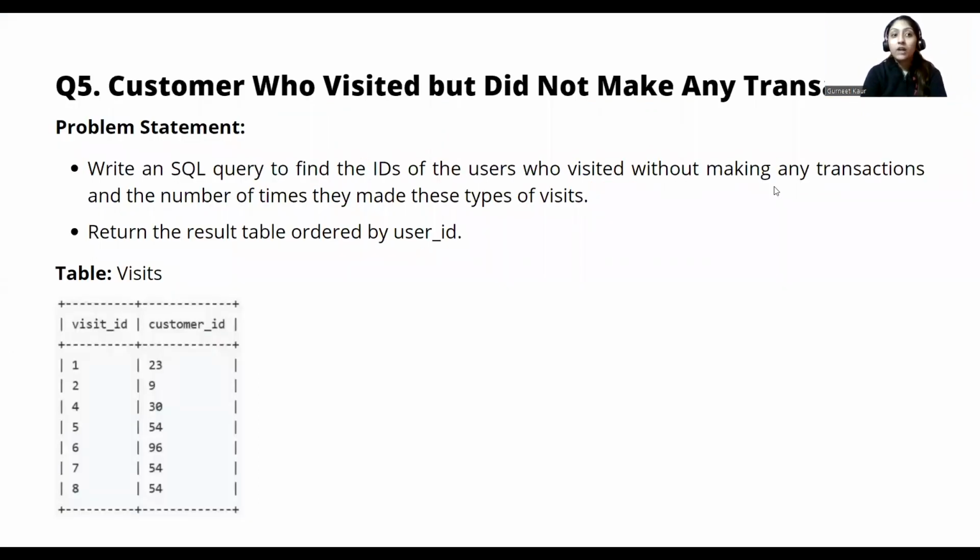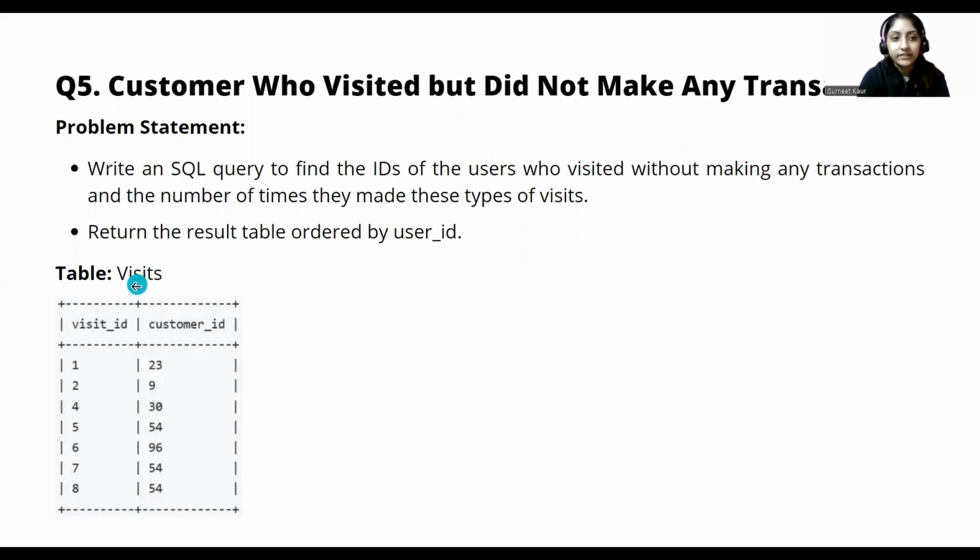Now coming up to our last problem statement, which is customer who visited but did not make any transaction. The problem statement says to write an SQL query to find the IDs of the users who visited without making any transactions and the number of times they made these types of visits, and return the result table ordered by user ID, right? So we need to find the ID of the users who visited but did not make any transaction, and how many times they have made such visits without any transaction, right?